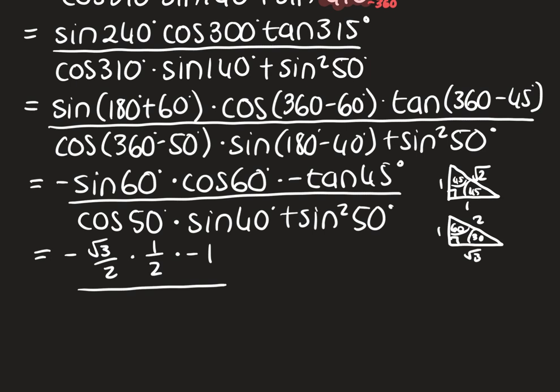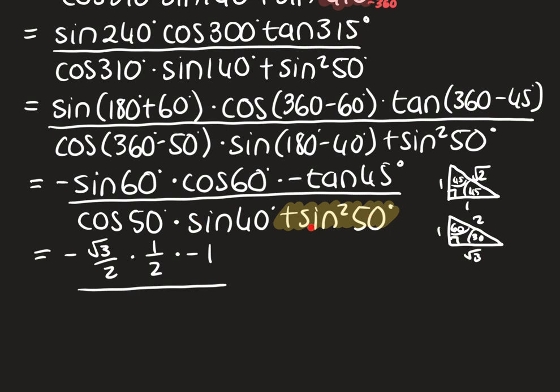Okay. Then cos 50, sine 40 plus sine squared 50. Now this is my indication of what I'm going to be looking for. Remember I mentioned in the previous video your co-ratios. If you have sine and cos and their angles add up to 90, it means they are co-ratios of each other. Which means I'm able to change either this into a sine 40 or this into a cos 50.